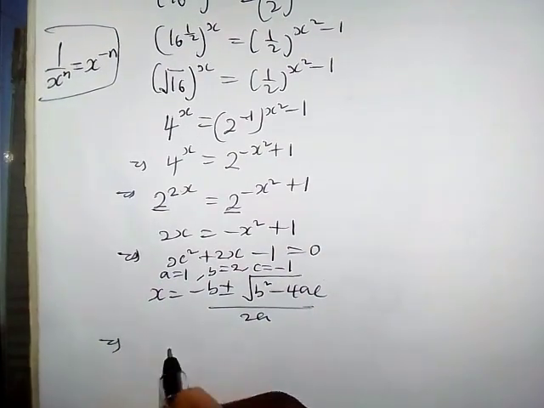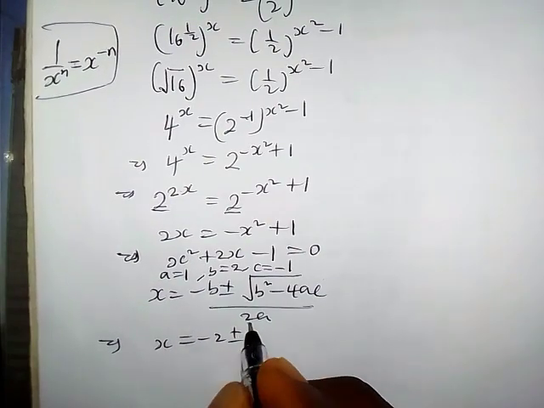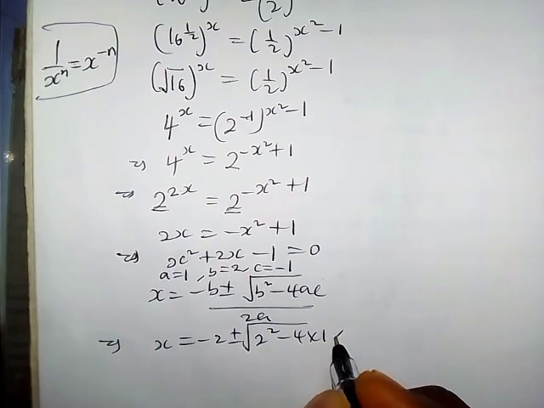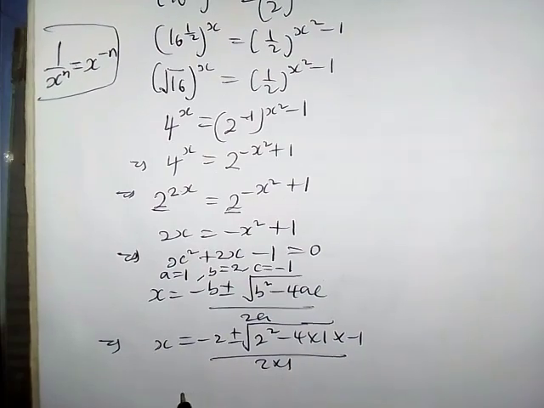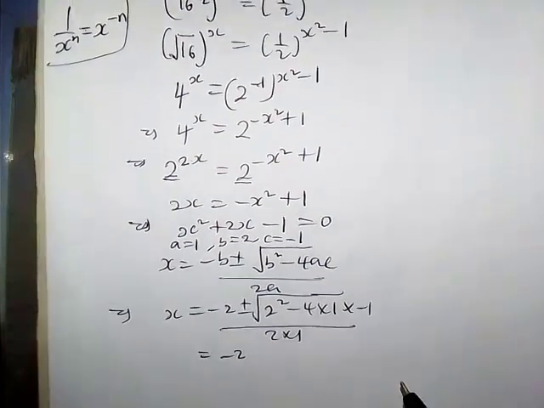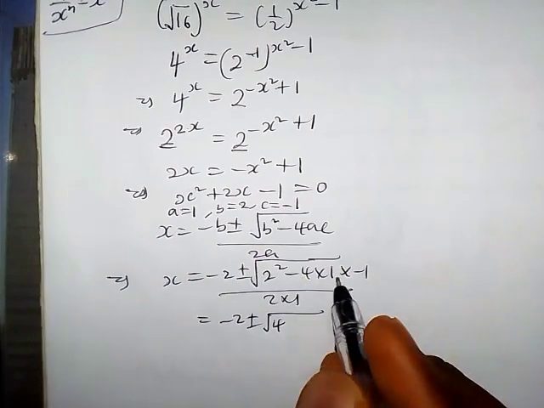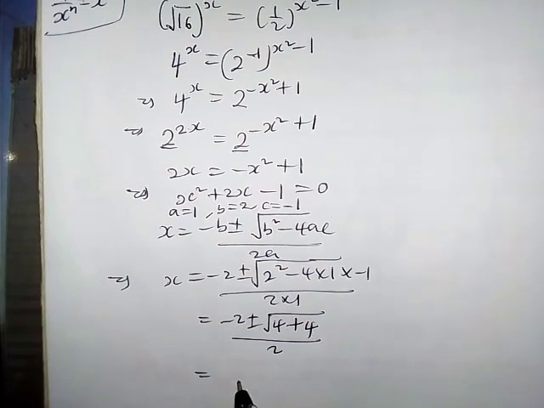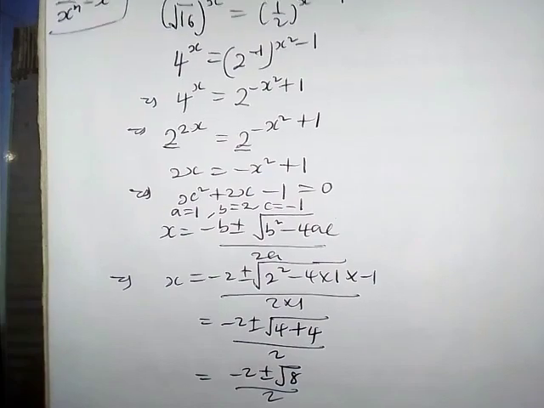So now let's proceed further. We have x equals minus 2 plus or minus, what is b? That's 2 squared minus 4 times 1 times c. C is minus 1, everything over 2 times 1. So we have minus 2 plus or minus, this is 4, minus 4 times 1 times minus 1, that gives positive 4, over 2. So we have minus 2 plus or minus the square root of 8 over 2.